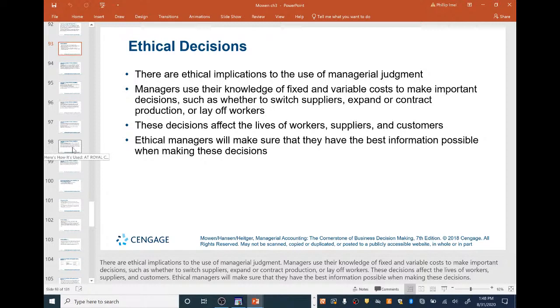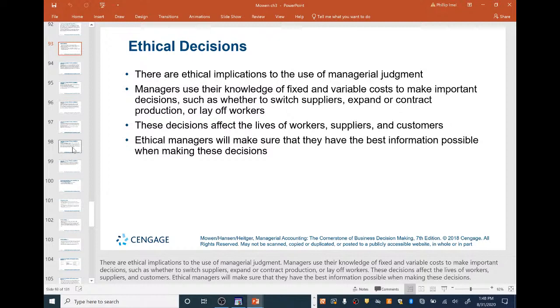Okay. Now let's get back to some ethical decisions. So back to some ethical dilemmas here. So we can never escape ethics, right, with business. So there are some ethical implications to the use of managerial judgment, okay? Managers use their knowledge of fixed and variable costs to make important decisions. These decisions are going to consist of whether or not to switch suppliers, whether or not to expand or contract the production going on within the facility, or even whether or not we're going to hire new workers or lay workers off, okay?